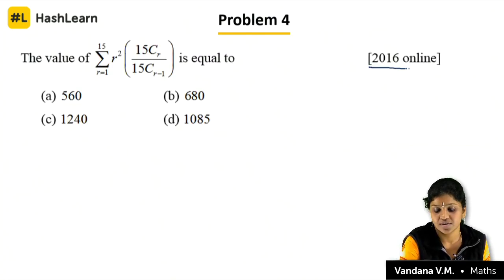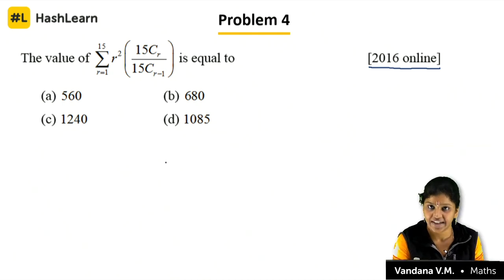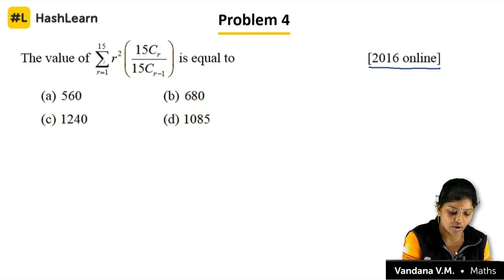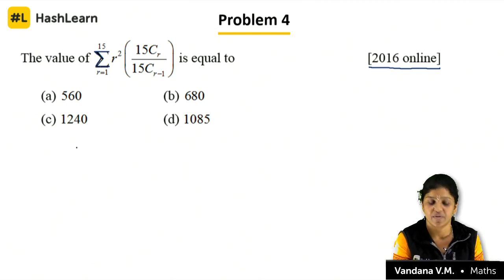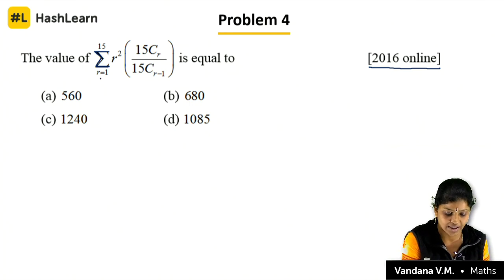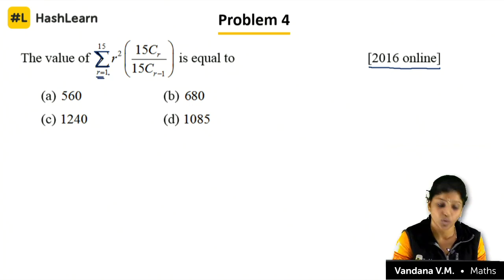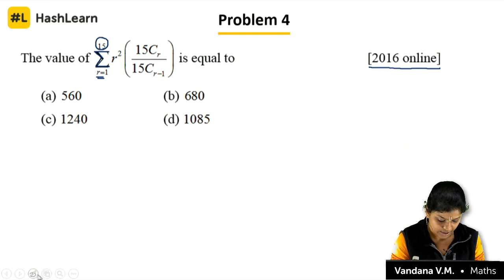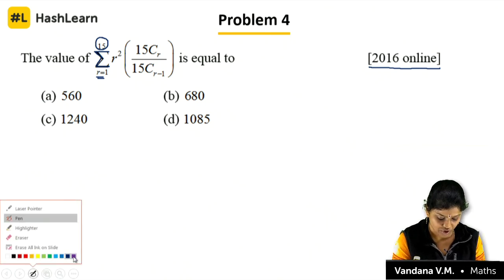This is also a 2016 online question and an interesting question. The value of this means what? This is nothing but summation. Sum means sum of the terms. Wherever r is there, you put r is equal to 1 to 15. I have to find out this answer. Before starting the class itself, I discussed the shortcut like this. What is my shortcut, children?